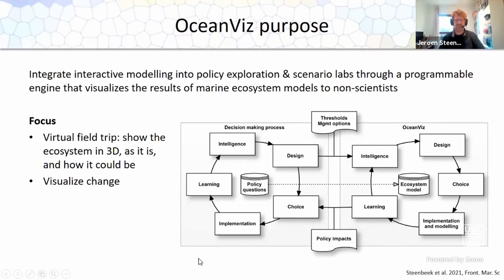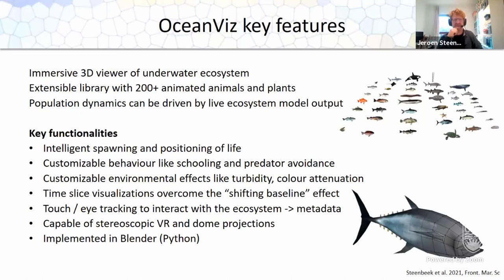OceanVis is basically a virtual field trip to show the ecosystem as it is to policymakers, so to take people away from the graphs and charts. One important challenge that we had with OceanVis is not only connecting an ecosystem model to 3D modeling software, but also to show change. It's basically an immersive 3D viewer of an underwater system with a huge library of 3D animated critters that get spawned in realistic locations. Plants and corals spawn where they should, pelagic species spawn where they should, in numbers that correspond to the prediction of the ecosystem model. That in turn responds to fishing policy changes set by the participants, who discuss and try different trade-offs in different scenarios.